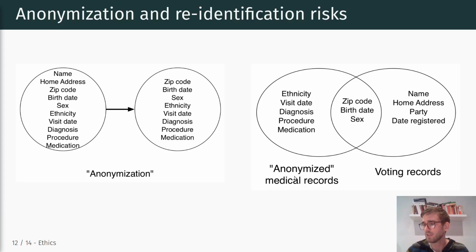So in this case, we had the anonymized medical records that still included zip code, birth date, and sex. And as soon as you have local information in the US, like voting records, that include the name, home address, party, and date of registration to vote, but also include zip code, birth date, and sex, right? And so oftentimes that can be enough. The combination of zip code, birth date, and sex can be unique enough to match the anonymous medical records with the voting records, and thereby re-identify observations in that data set, right? So this is just one example where a data set supposedly had been anonymized, and it was possible to re-identify particular individuals in that data set based on publicly available voting records, right?